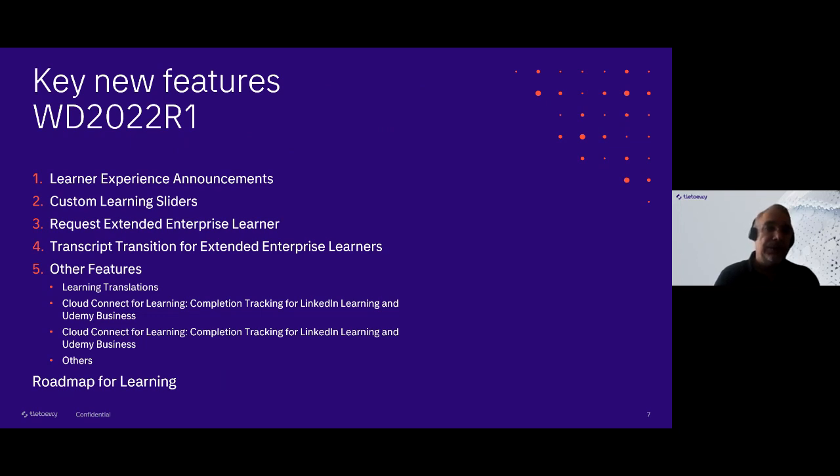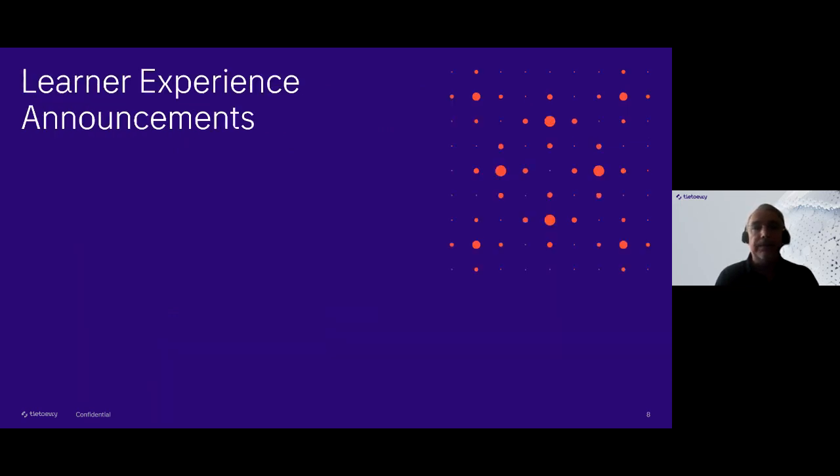Then some other features, there is some translation updates, and then there is Cloud Connect related stuff. Those Cloud Connect are a bit more integration related, but we just have an overview highlight here also on the learning area, so that you are aware of them, and you might want to check them with your integration team also. And then as a final step, we have a brief look at the future roadmap for learning.